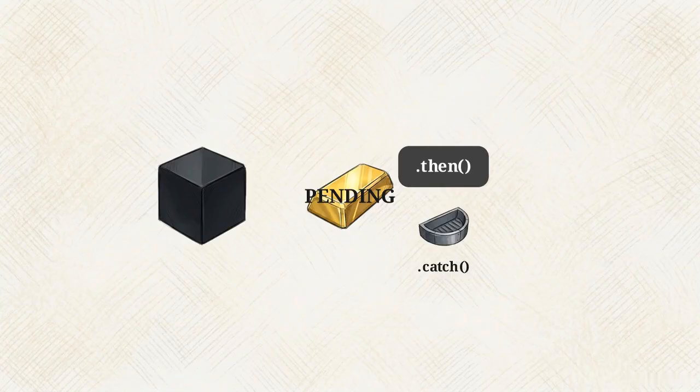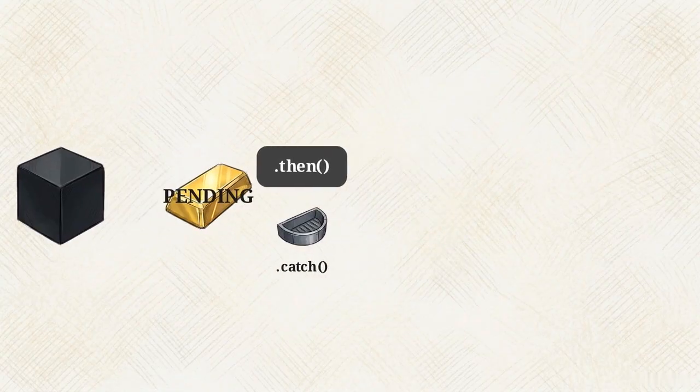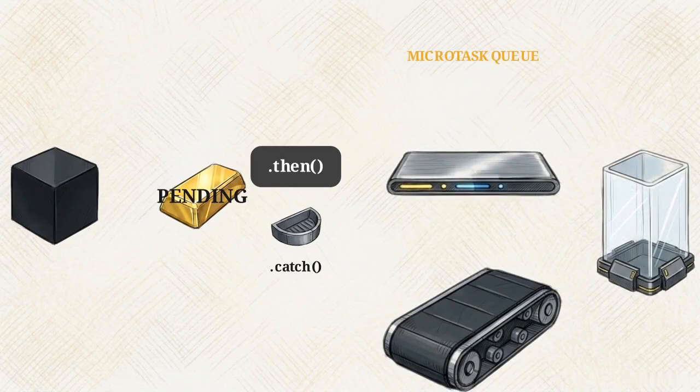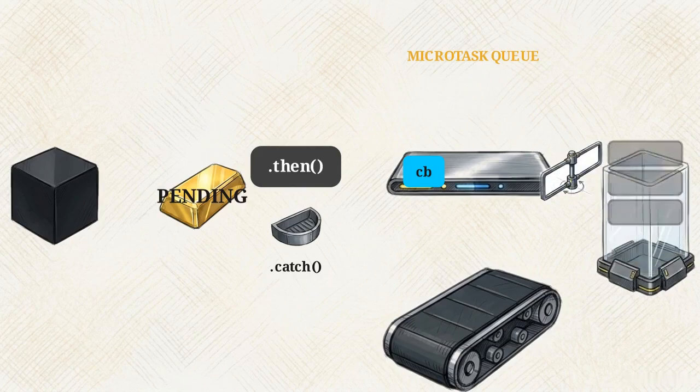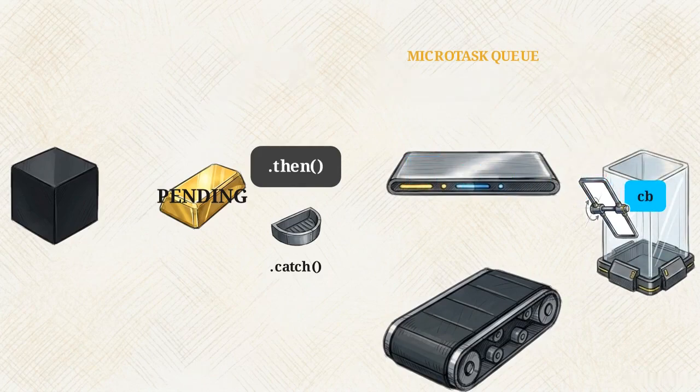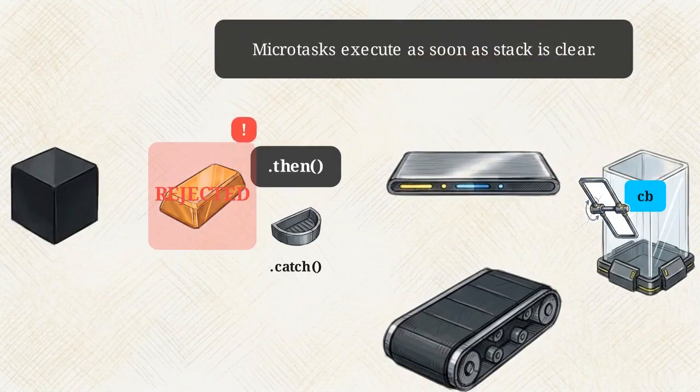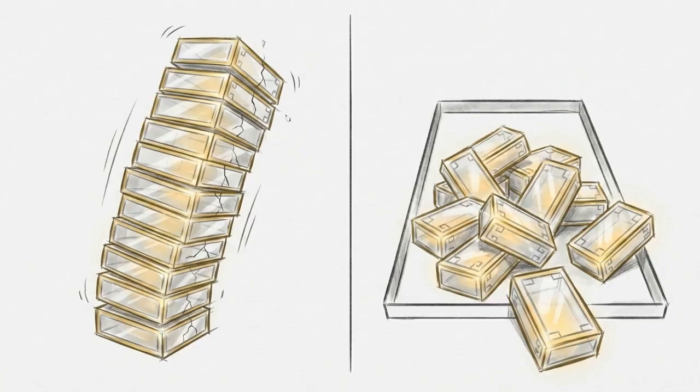Promises also introduce the microtask queue. This is a higher priority lane built exclusively for promise callbacks, ensuring they execute as soon as the stack is clear. This structural shift restores linear execution guarantees and unifies error propagation through the .catch method, protecting the single-threaded runtime.